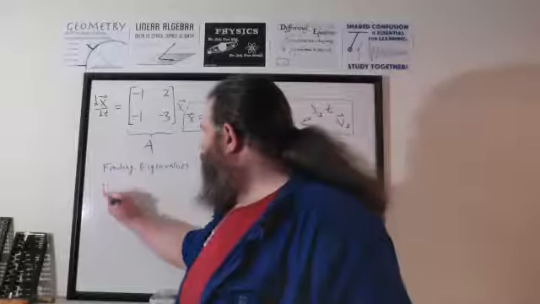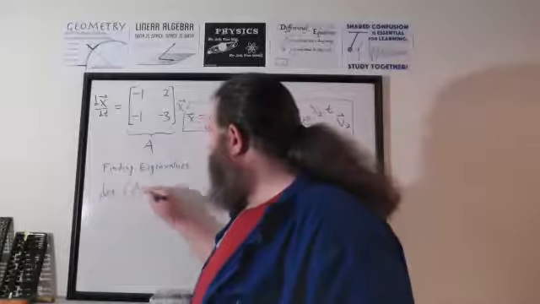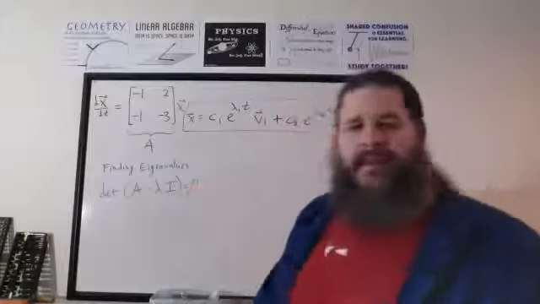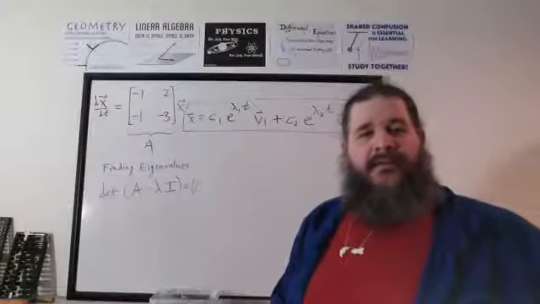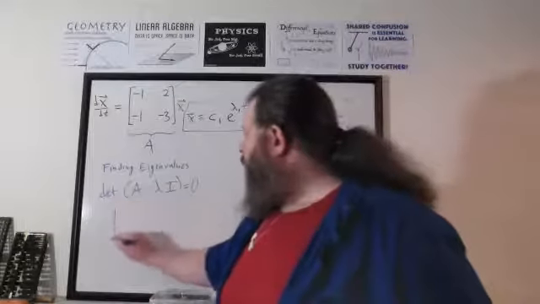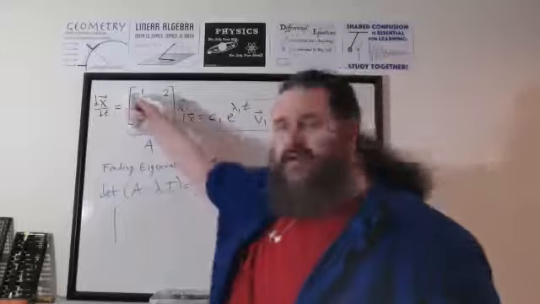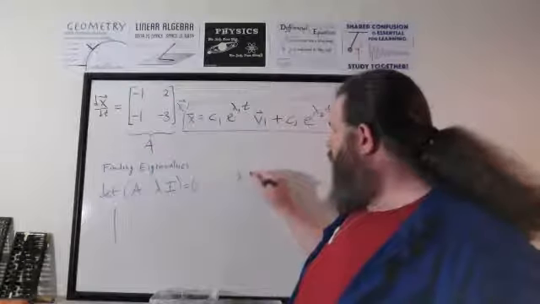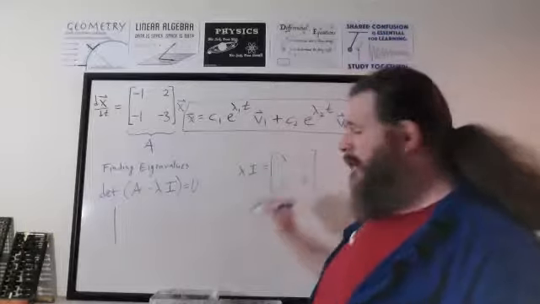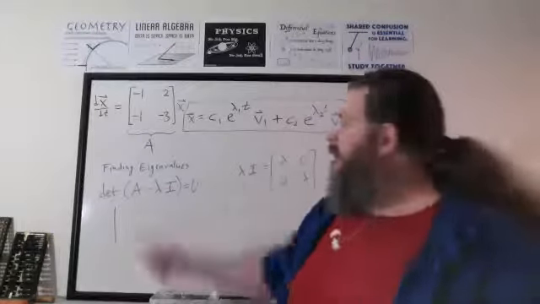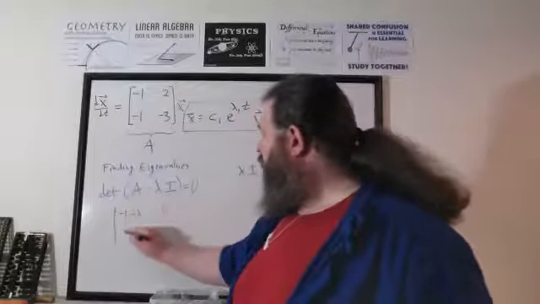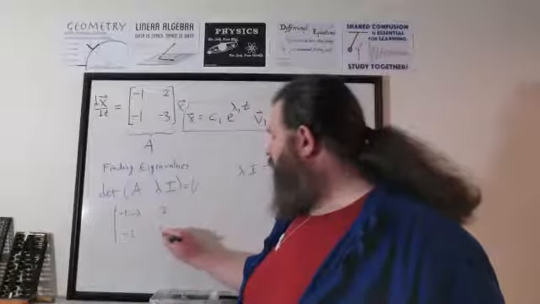Exactly. If we take the determinant of A minus lambda I and set that equal to 0, that gives us a characteristic polynomial that we can solve for lambda. So if we write out A minus lambda I, that means we're just subtracting lambda from everything on the main diagonal, since lambda I is just a matrix with lambdas on the diagonal and zeros everywhere else. So we subtract lambda from everything on the diagonal, we get -1 minus lambda, 2 as it is, -1 as it is, and -3 minus lambda.